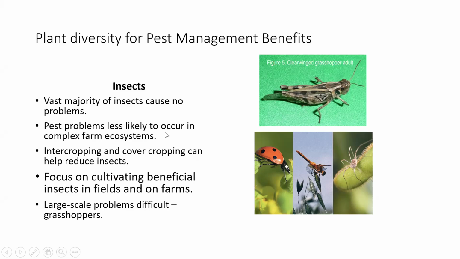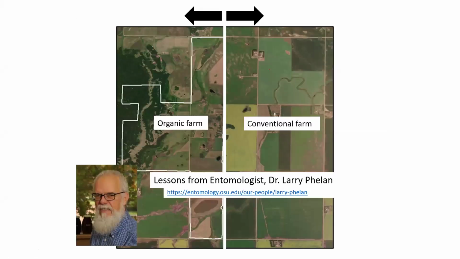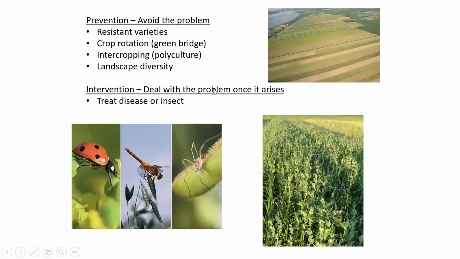Pest problems are less likely to occur in a complex environment. Intercropping and cover cropping can reduce insect problems. Focus on cultivating beneficial insects in the fields or on farms. But large-scale problems are difficult to manage. And so locusts and grasshoppers are large-scale problems that we face. I'll come back to those points.